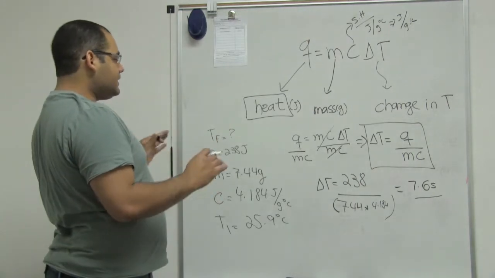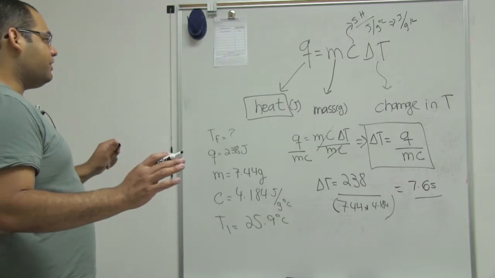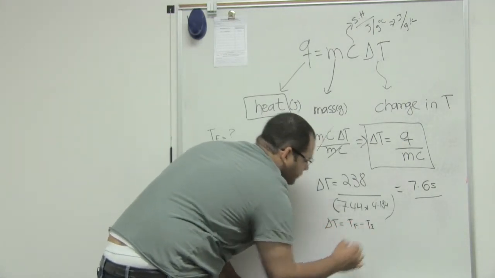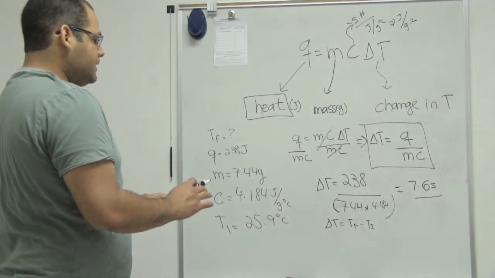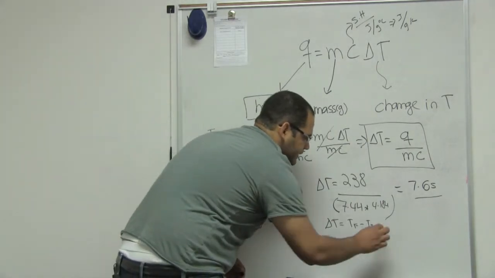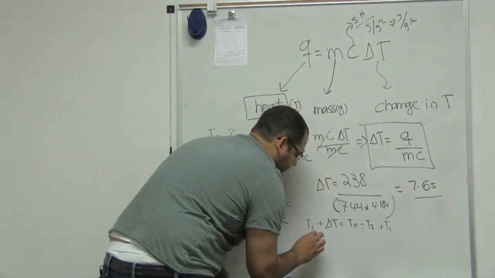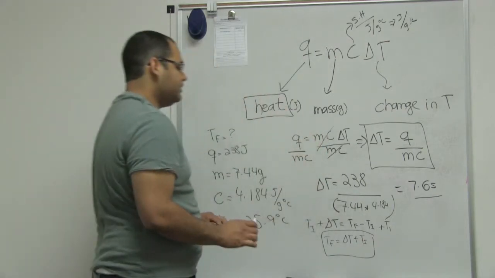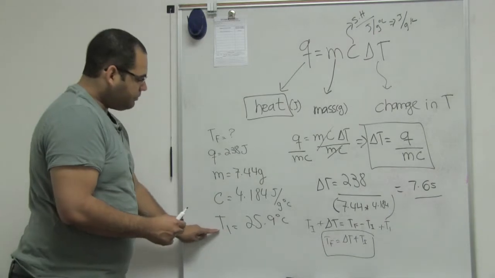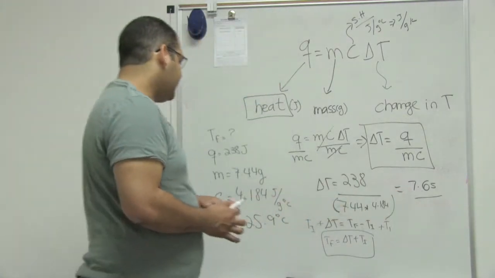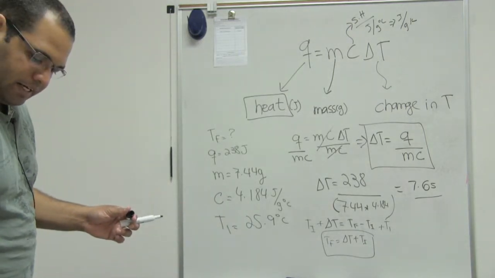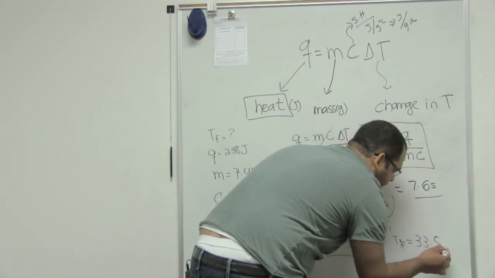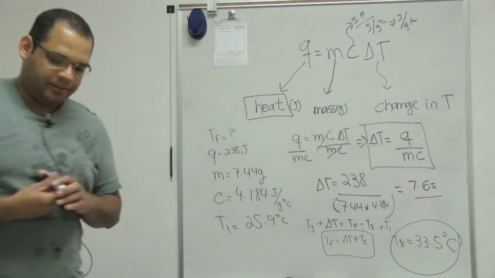Okay, now I go for the next step, because the question does not end yet. The question asks me for the final temperature, not the change in temperature. I know that change in temperature equals final temperature minus initial temperature. So I want final temperature by itself. I solve my equation again, adding the initial temperature to both sides. So final temperature equals the change in temperature plus initial temperature. The initial temperature was 25.9, and the change is 7.65. So I add 7.65 and 25.9, which gives me final temperature equals 33.5 Celsius. And this is my final answer.